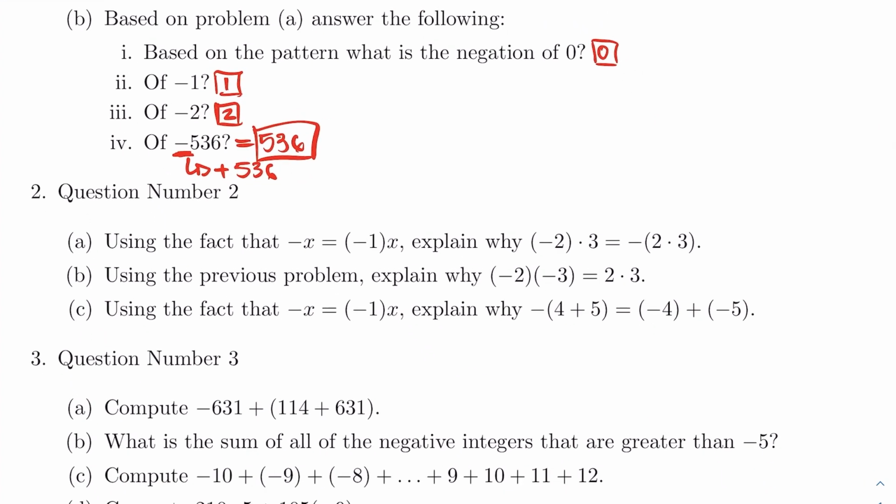So now, on to question number 2. Using the fact that negative x is equal to negative 1 times x, explain why negative 2 times 3 is actually equal to negative 2 times 3 with the parentheses. So let's go ahead and take a look at this.